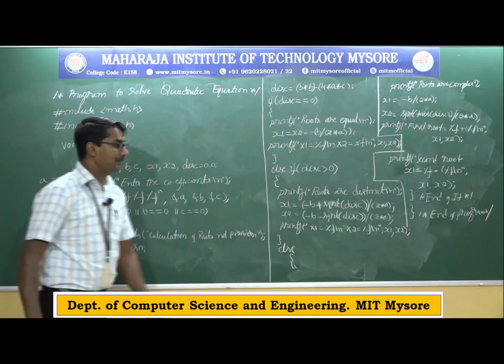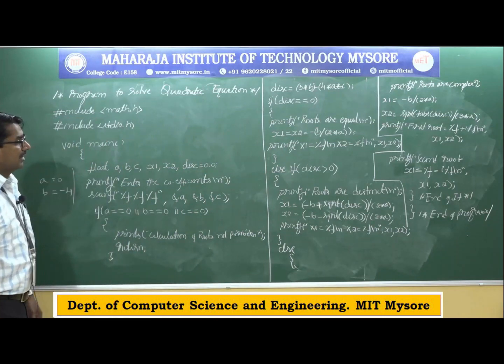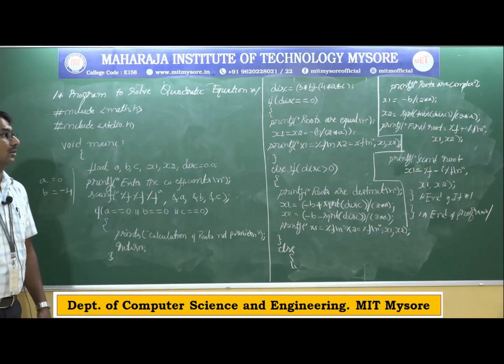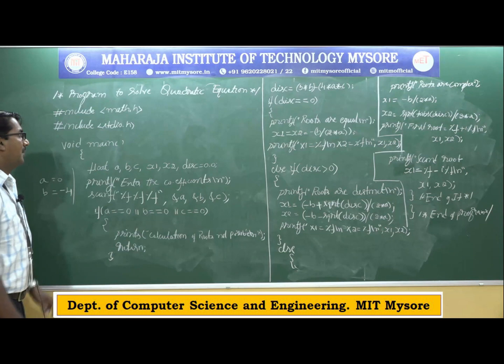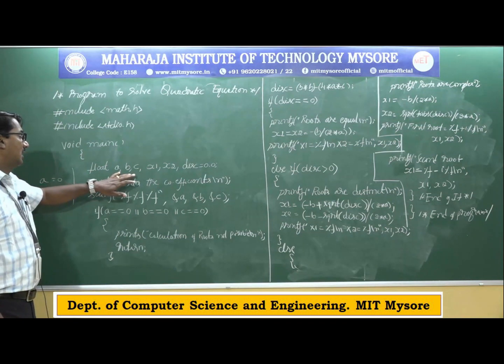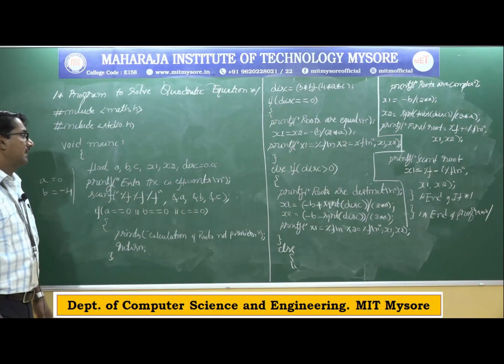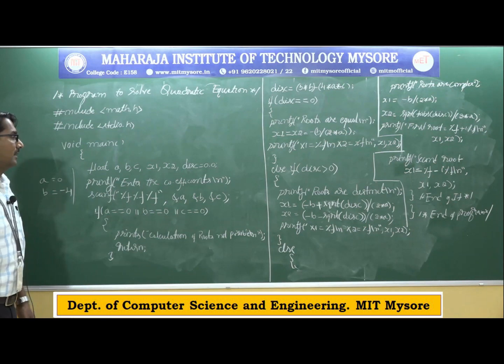End of program. Okay, this is a program for solving the quadratic equation problem. In this program, there are three inputs: a, b, c are the coefficients, x1, x2 are the roots, and di is the discriminant value, that is an intermediate value.